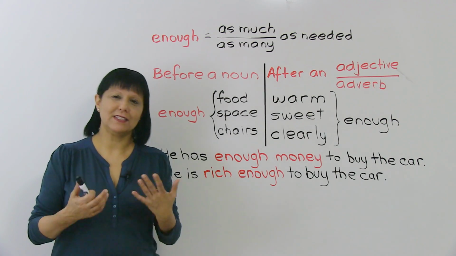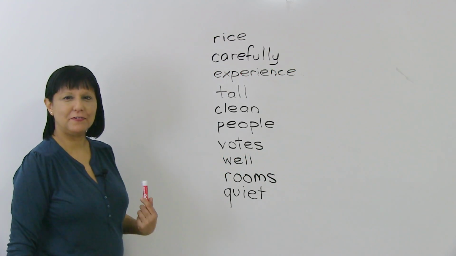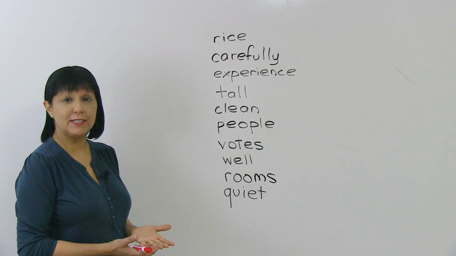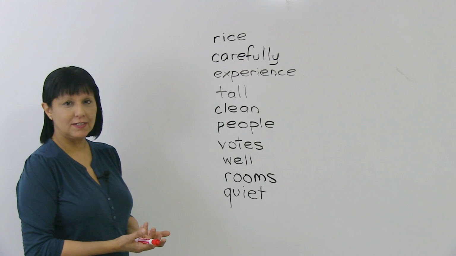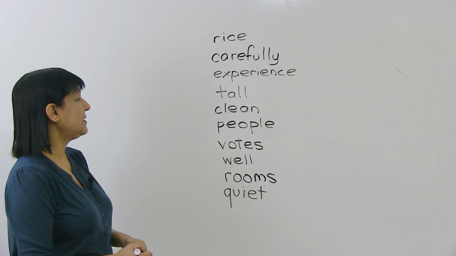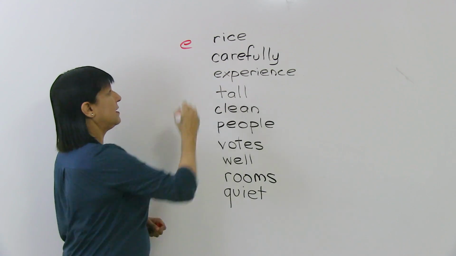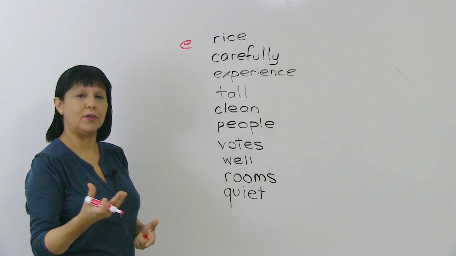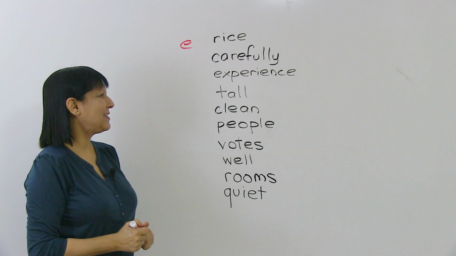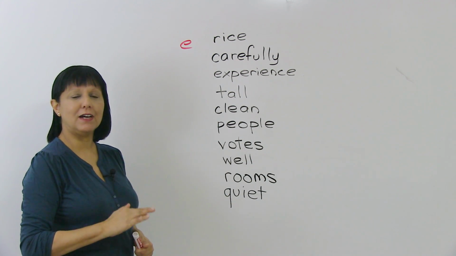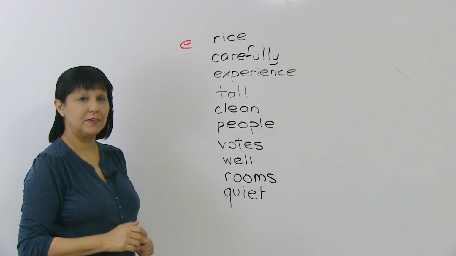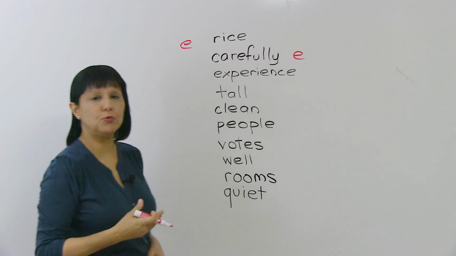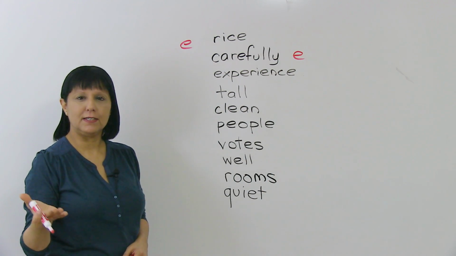But let's do some practice just to make sure that you've really got it. So the first word, rice. So do we say that we have enough rice or rice enough? So rice is a noun. So we need to say enough rice. Okay, I'm not going to write the word enough. I'll just put the E on this side or that side according to whatever you tell me. All right, next word, carefully. Do we say enough carefully or carefully enough? It should be carefully enough. He drove carefully enough to pass the driving exam.